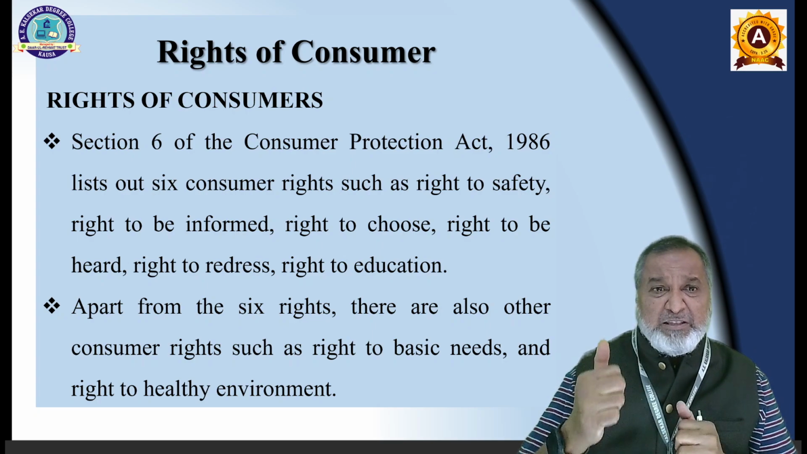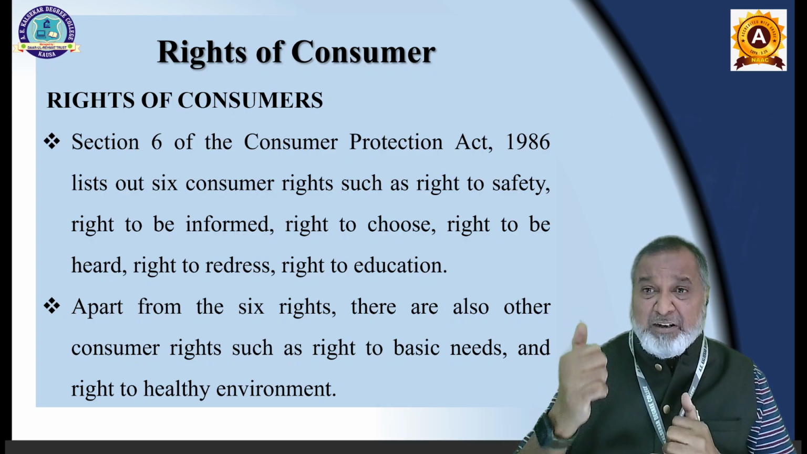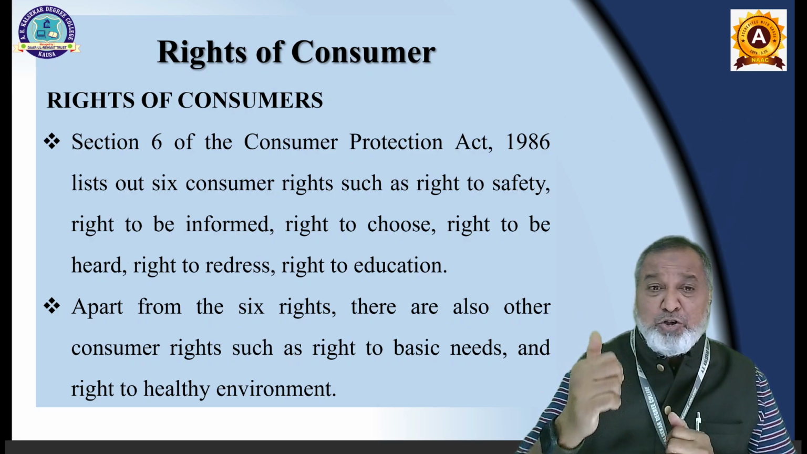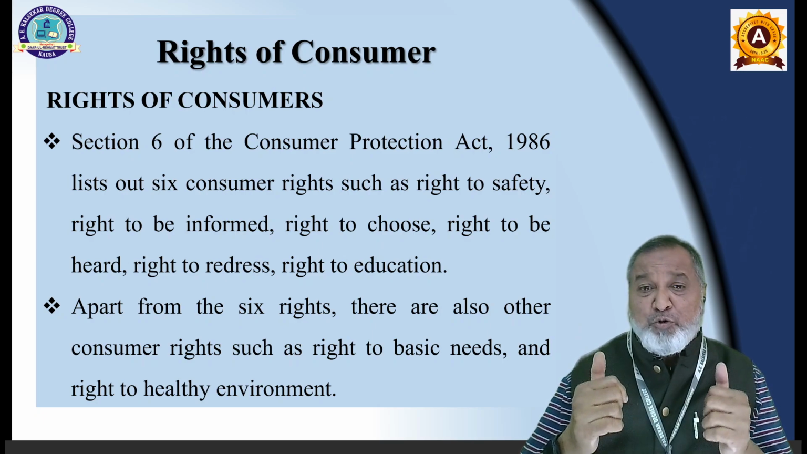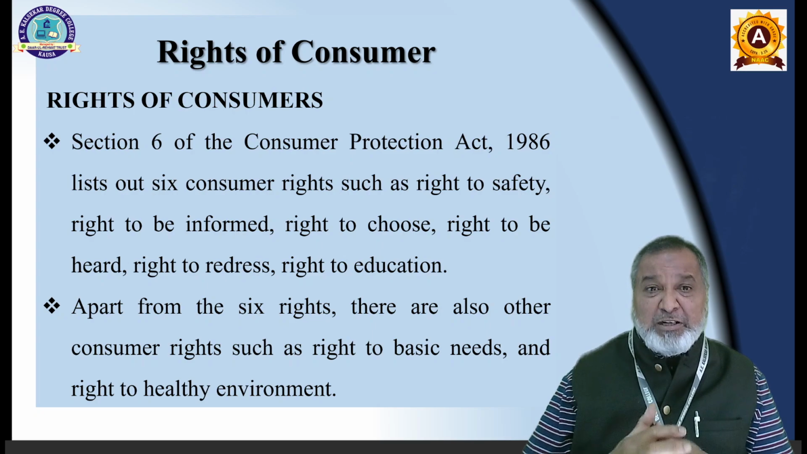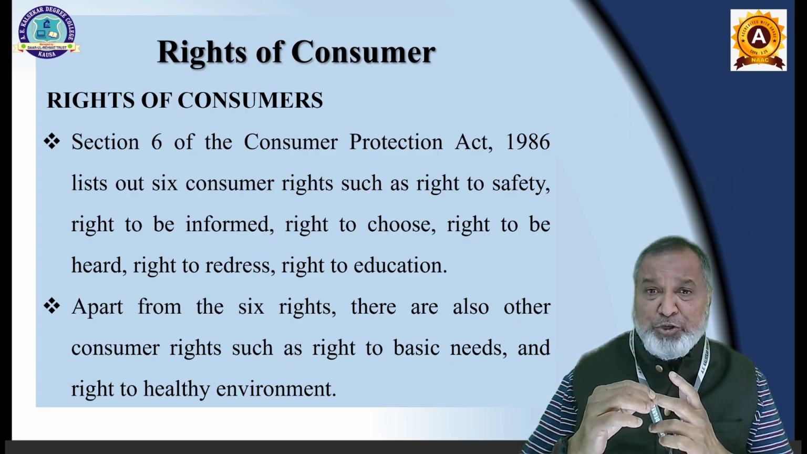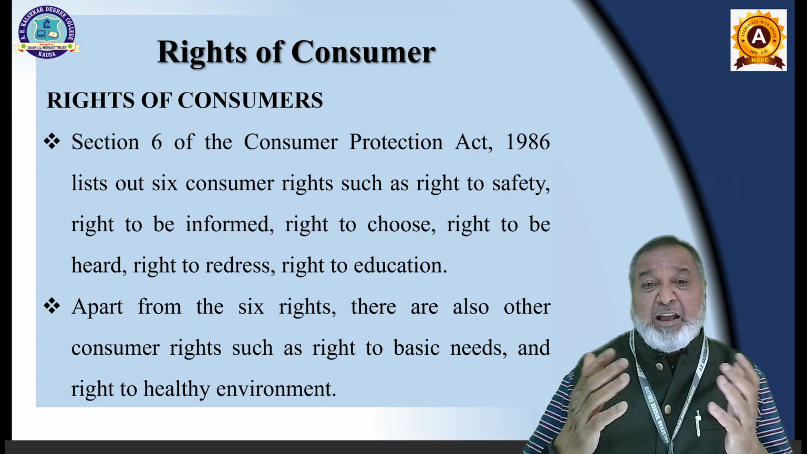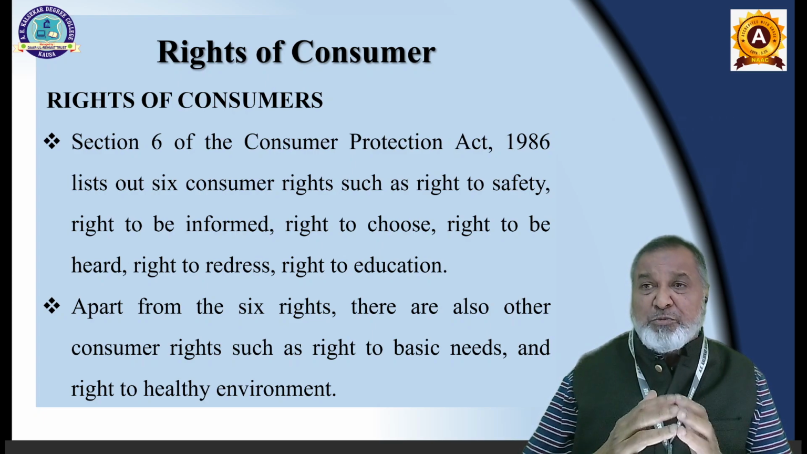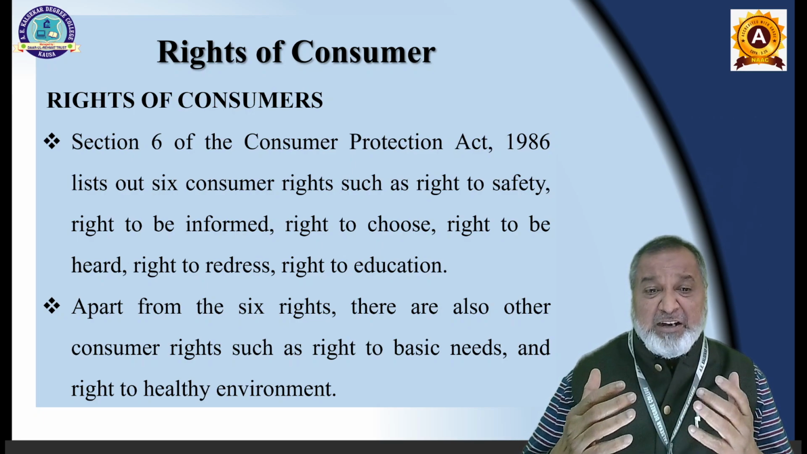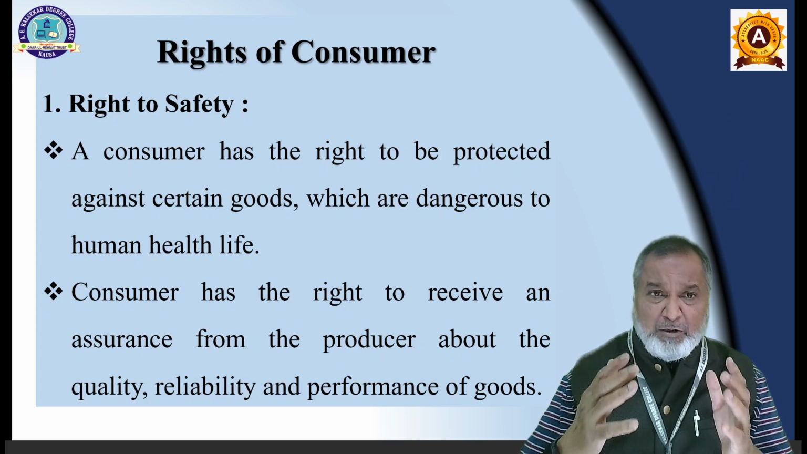So, rights of consumers. Section 6 of the Consumer Protection Act 1986 lists six consumer rights: right to safety, which is a very important one, right to be informed, right to choose, right to be heard, right to be redressed, and right to education. So these are the six important consumer rights. We should know them: right to safety, right to be informed, right to choose, right to be heard, right to be redressed, and right to education. Apart from the six rights, there are also other consumer rights such as the right to basic needs and the right to a healthy environment. We will see all these rights.